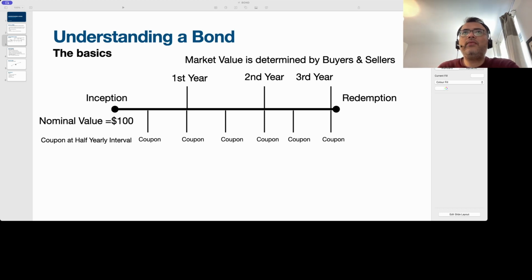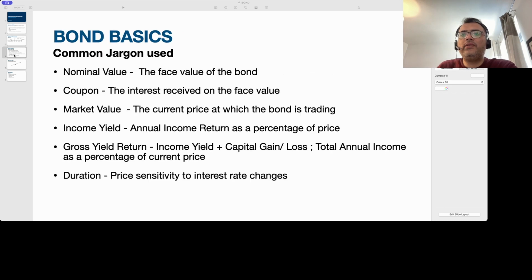Now let's look at some of the terminologies that I wanted to cover here. Nominal value, as I told you, is the face value of the bond. Coupon is the interest that's received on the face value. The market value is the current price at which the bond is trading. These are all self-explanatory terms, so there is no confusion there.